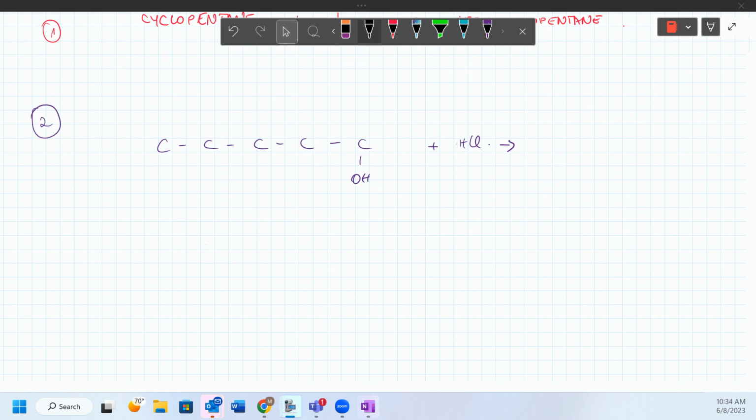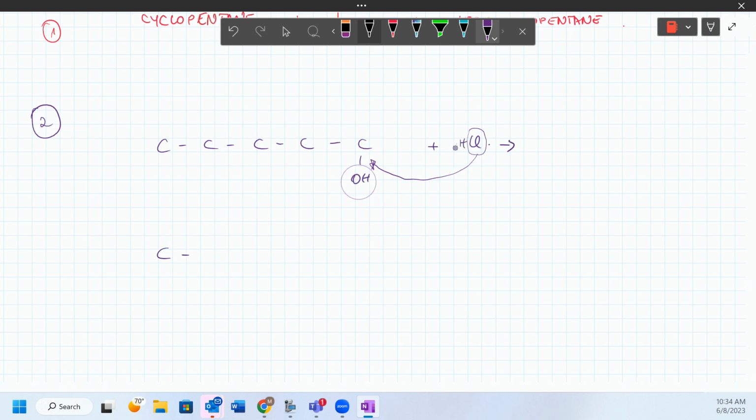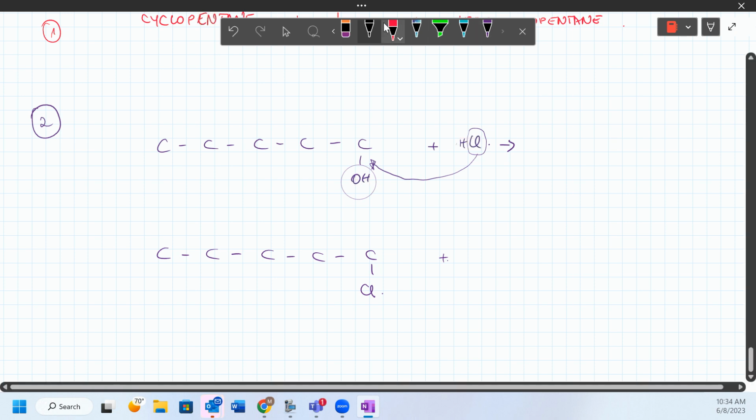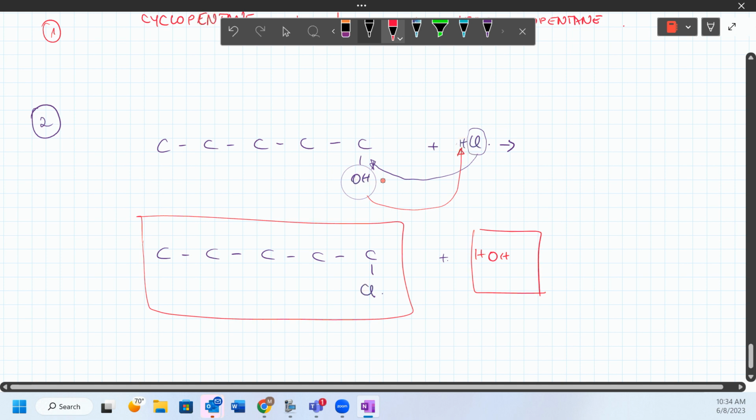What is happening here? This hydroxyl group is, quote unquote, kicked out by the chlorine. So chlorine is saying, move over, and I will come here. So then you will have a Cl organic halide here. And on the other hand, what is happening with OH and hydrogen, they are forming HOH, which is nothing but water. So here you have the organic halide and water formed.